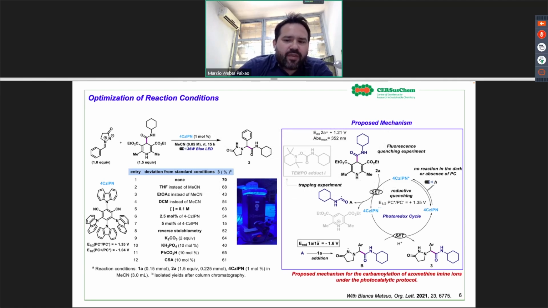So many other modifications of these reaction parameters, such as solvent change, concentration, and also the addition of additives, did not improve the reaction outcome. So based on these control experiments and also previous reports, we rationalized a plausible reaction mechanism.